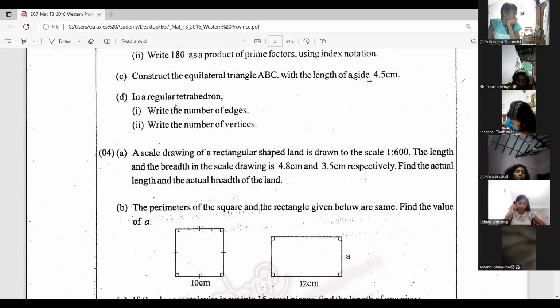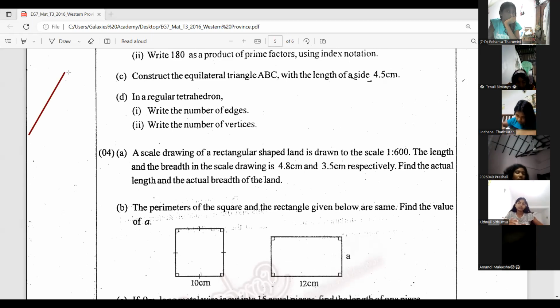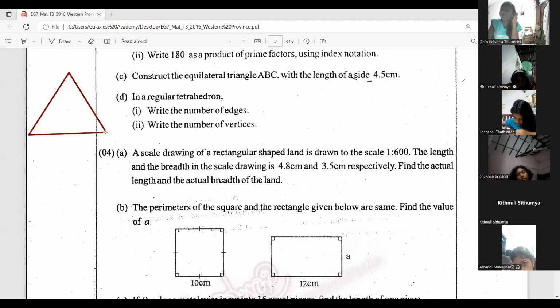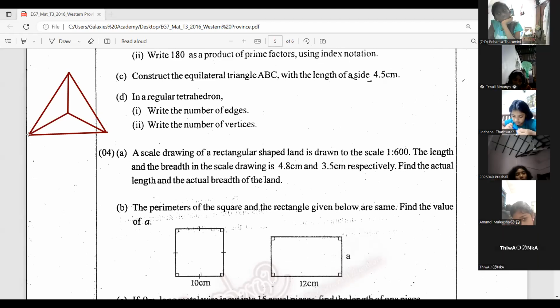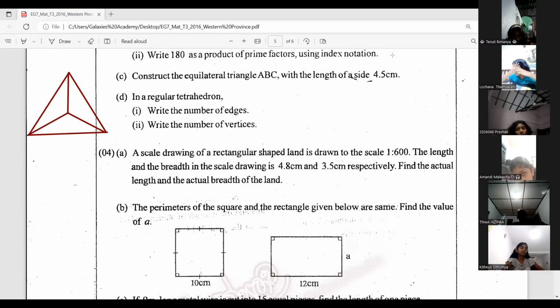Part D. In a regular tetrahedron, do you remember the tetrahedron shape? What's the shape of a regular tetrahedron? This shape, no? All faces are equilateral triangular shape. Regular means it. Right? Find the number of edges.